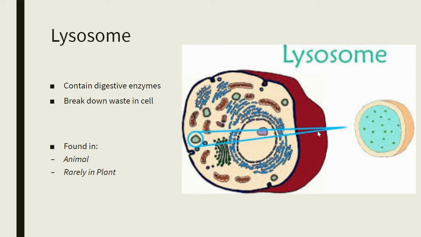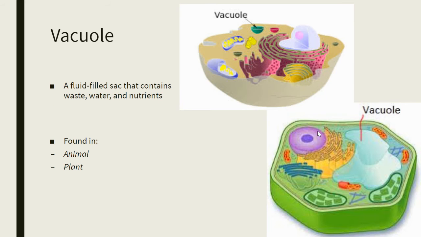They're typically found in animal cells, and sometimes you can find them in a plant cell, but not as often. They are membrane bound, so they are not going to be found in prokaryotic cells. Next up, we've got the vacuole. This is a big fluid-filled sac that contains a lot of water, waste, and nutrients for the cell. In animal cells, it's usually pretty small, and in plants, it's large, what we would call a large central vacuole, so kind of large and in the middle.